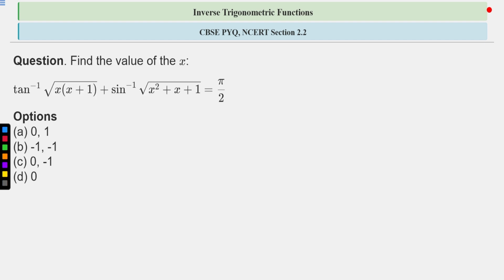Clear? So next question says, find the value of x when tan inverse root over x into (x plus 1) plus sine inverse root over (x square plus x plus 1) is equal to pi by 2. So you basically have to find the value of x, and the options are 0, 1, minus 1, 0, minus 1 and 0. Clear? So you just need to tell which option is satisfying the above expression, right?